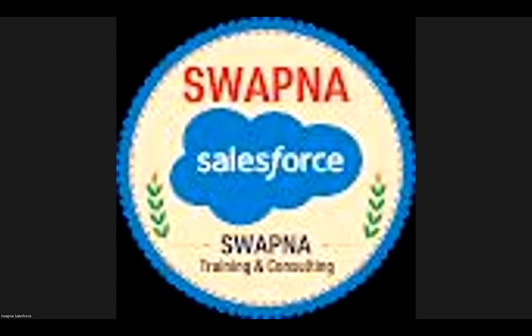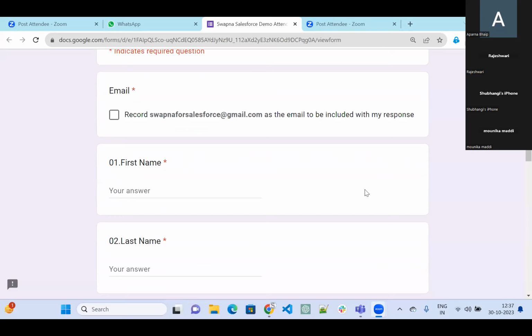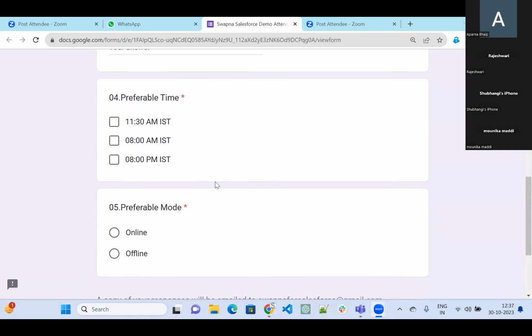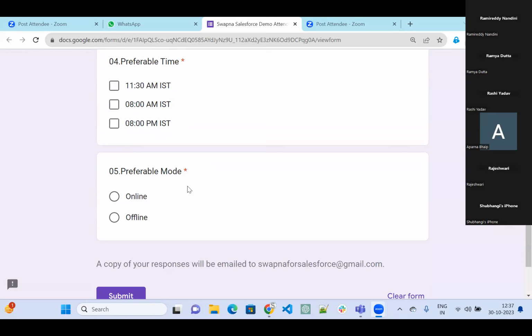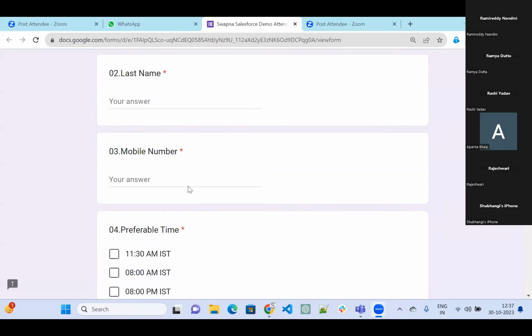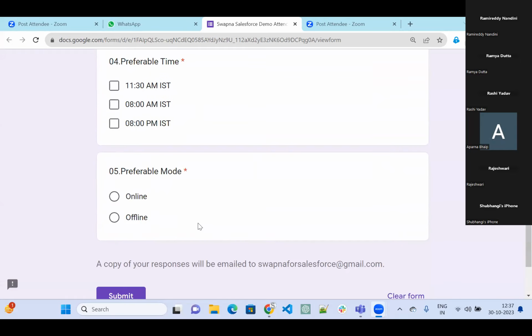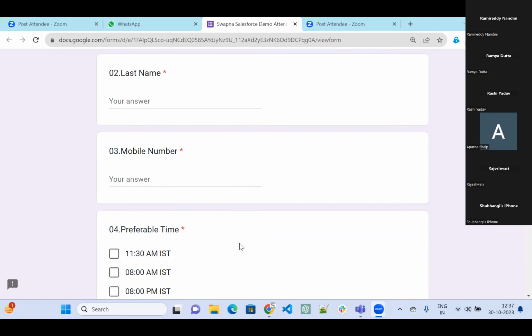Before that, I have shared the form. Please fill the form. Let me share my screen. Please fill the details. If you want to receive the report, include your email. You need to give the first name, last name, mobile number, your preferable time, and the method you are going to attend this training, online or offline. Please fill this form so that we know how many members are interested. We have filled this form once. I think this was the first thing sent to us. Do you want us to refill it? This is different from that. Okay, we'll do that.